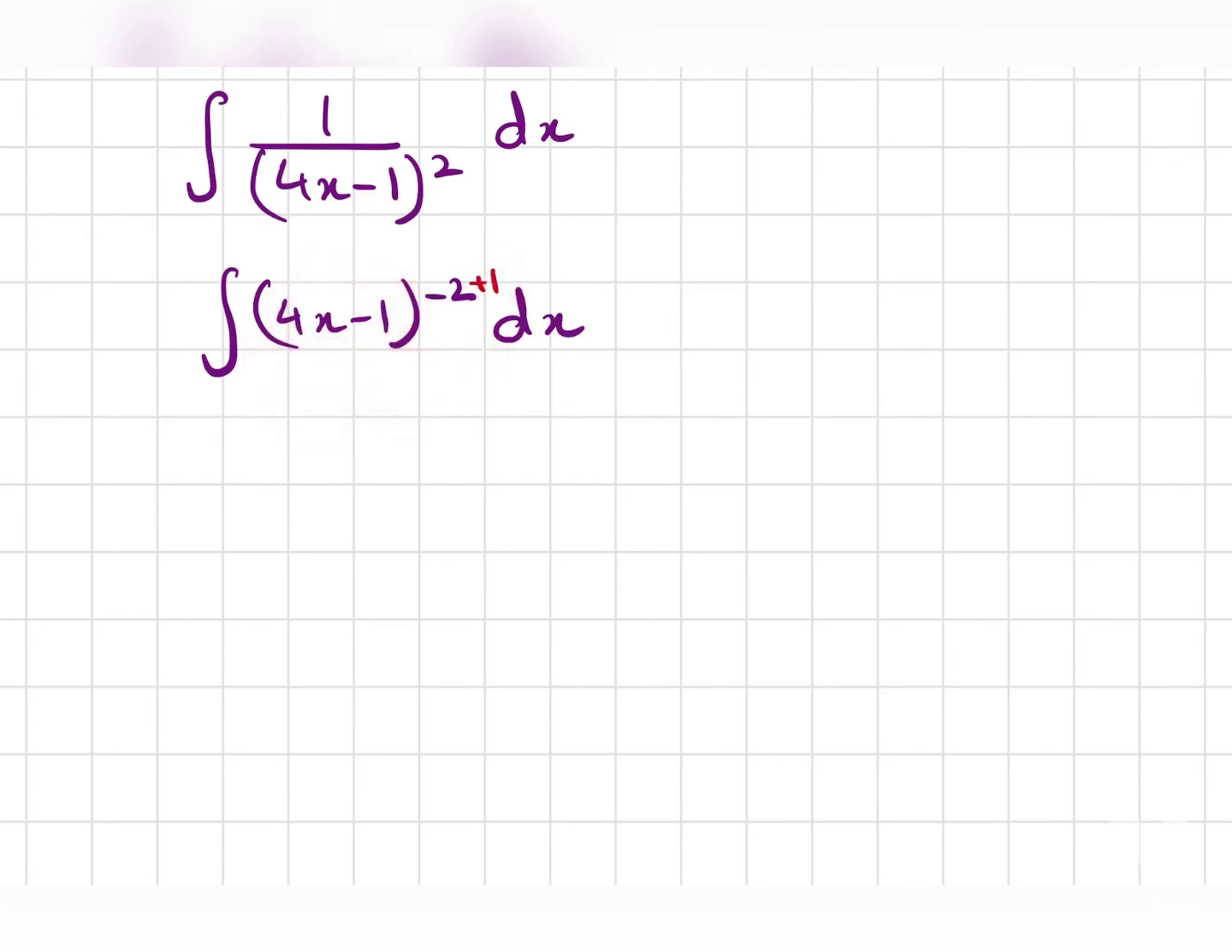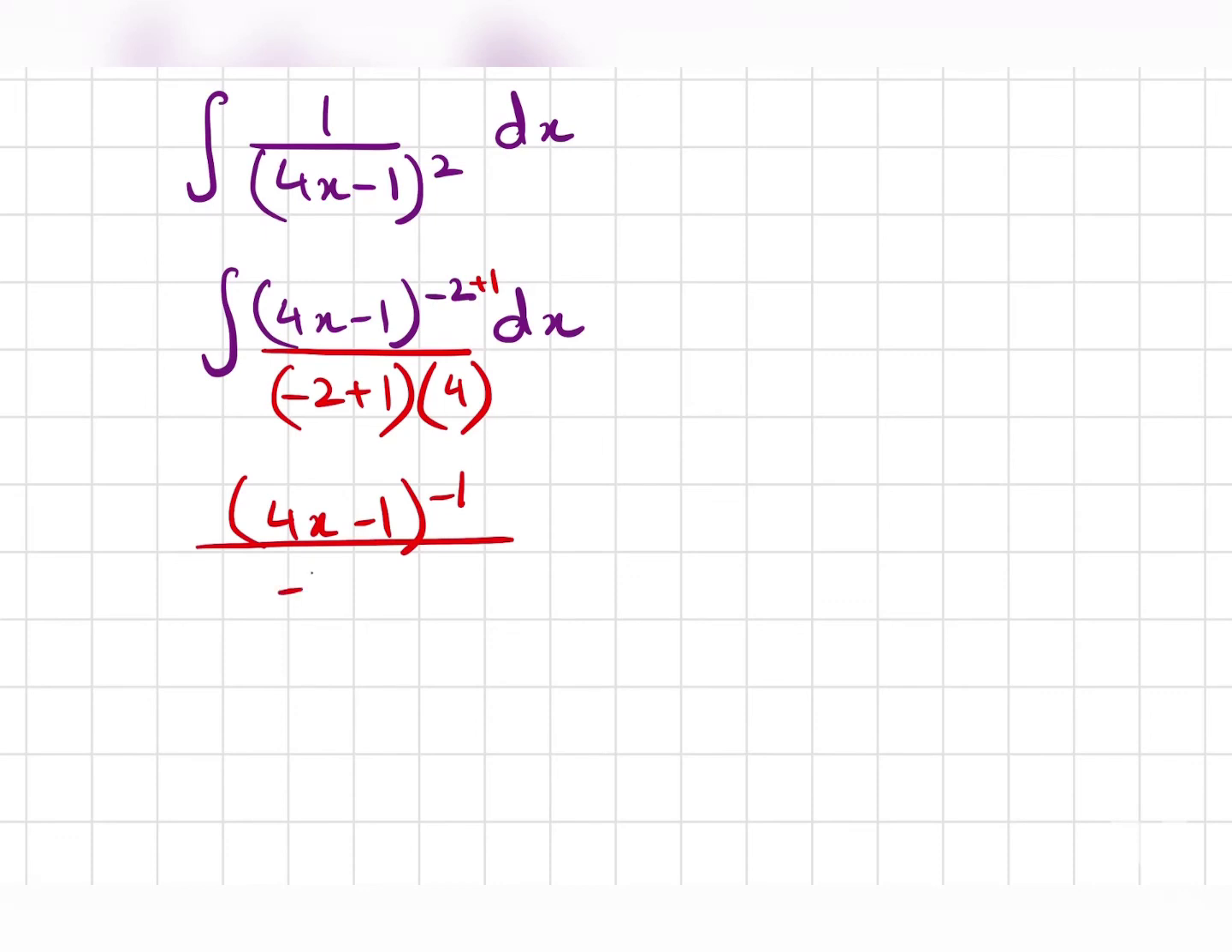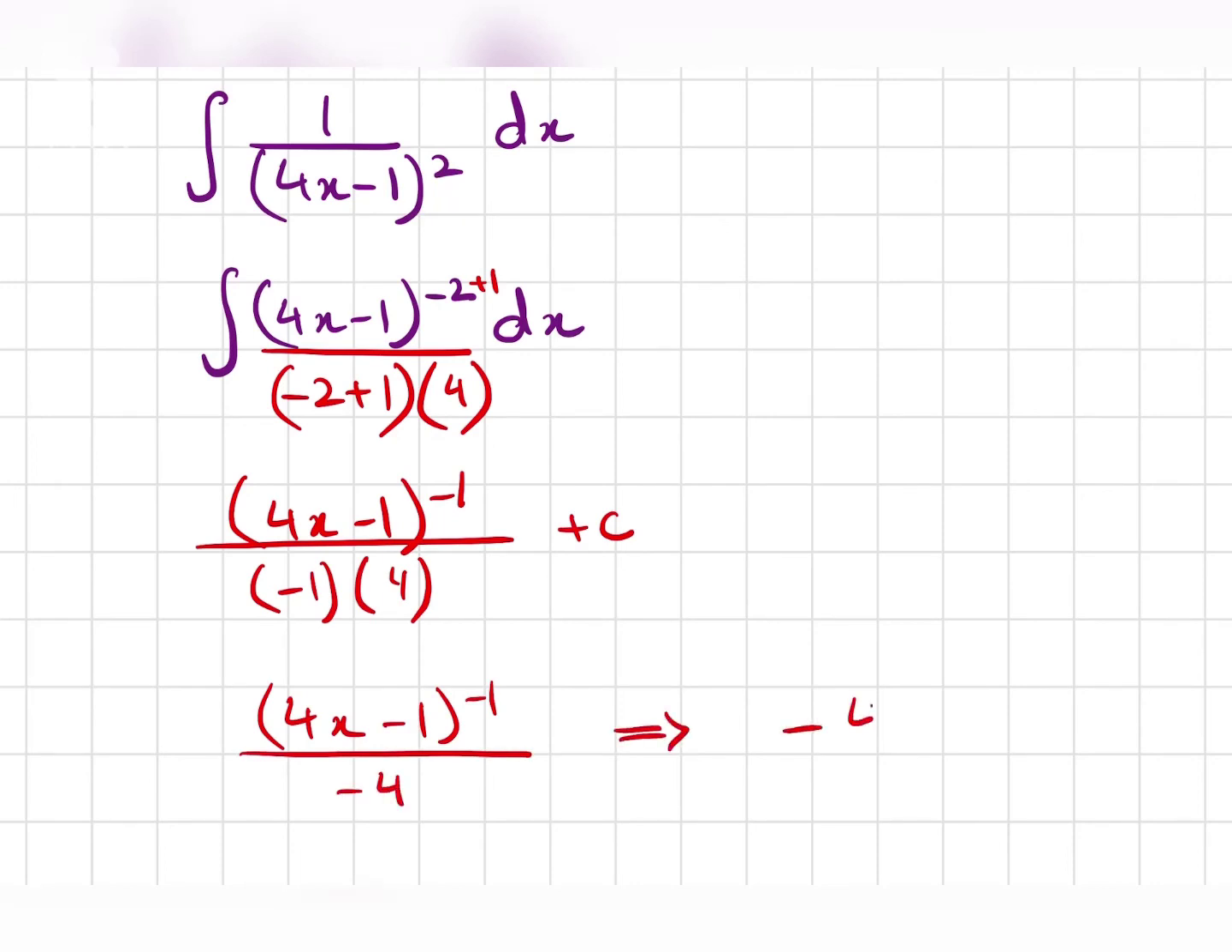This will be plus 1 divided by -2 + 1, multiplied by the differential of 4x - 1, which is 4. So you will be getting (4x - 1)^(-1) divided by -1 times 4. We can simplify it, plus c. This will be (4x - 1)^(-1) divided by -4, which can be written as minus 1.